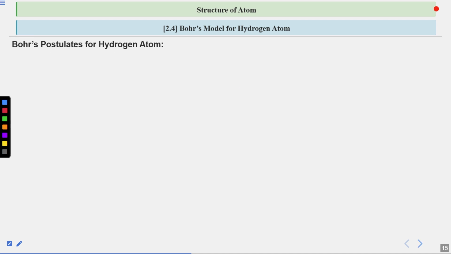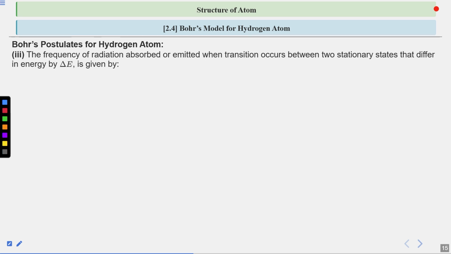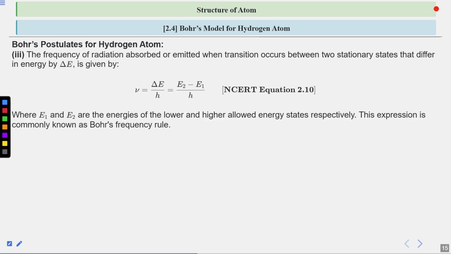What is the third postulate? Now during this transition, during going from one state to another, we have seen that electrons emit energy. Now if I represent it with the delta E, then the frequency of that light can be given by delta E by h. Delta E is simply energy of the final state minus the energy of the initial state. So by this formula, you can get the frequency of the light that it emits, where E1 is the energy of the lower and E2 is the energy of the higher allowed state.